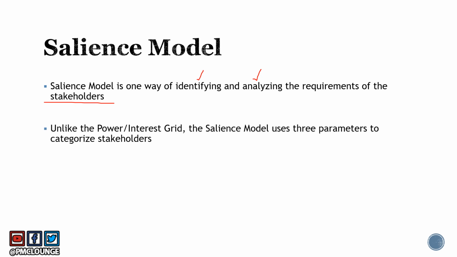But unlike the power interest grid, which has 4 parameters to categorize the stakeholders, Salience Model has only 3 parameters, right? Power interest grid, if you remember, it had high power, low power, high interest, and low interest. Those were the 4 categories. Salience model is going to have only 3 parameters.